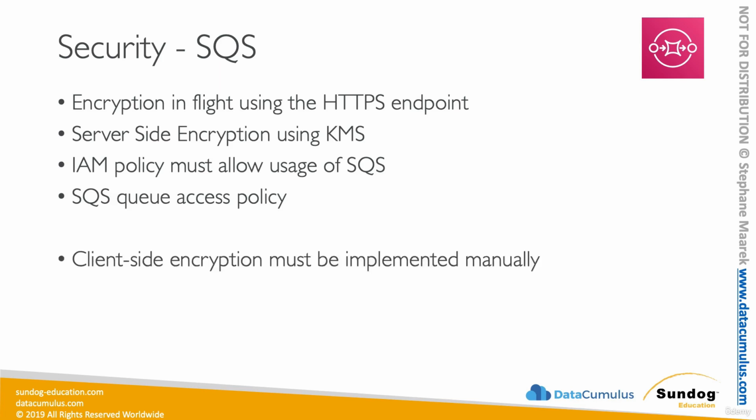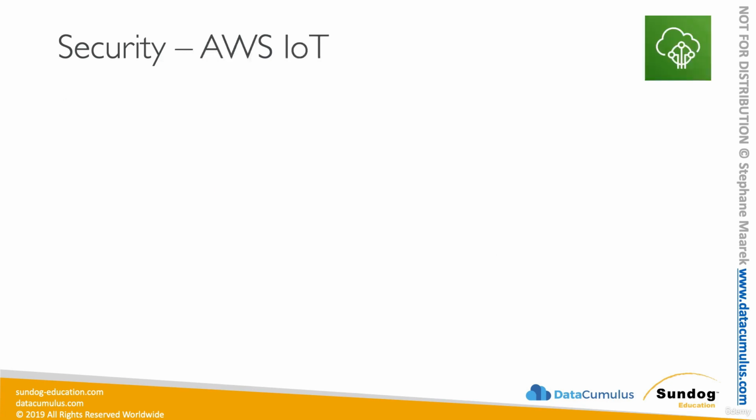This is very similar to, say, an S3 bucket policy. If you want to do client-side encryption, as usual, you must do it manually and you must do it yourself. This is not something that's supported directly by the service. And you get a VPC endpoint that is provided through an interface if you want to access the SQS service securely. All right, next is AWS IoT.